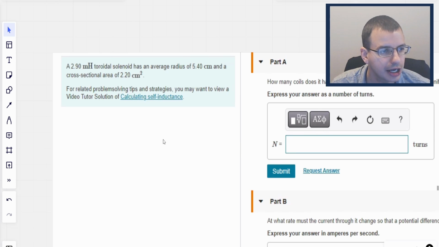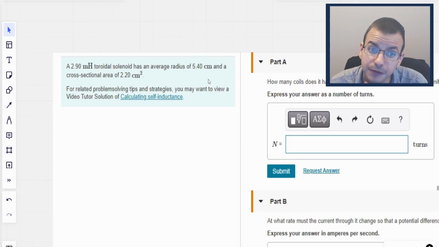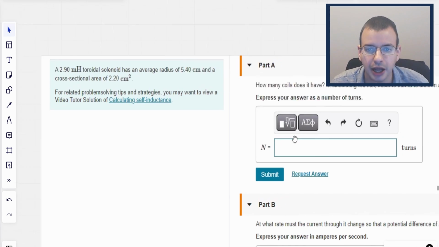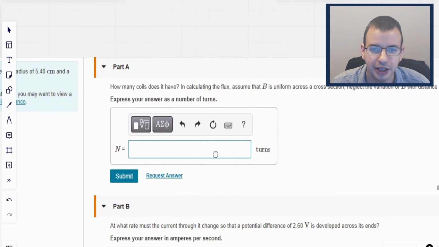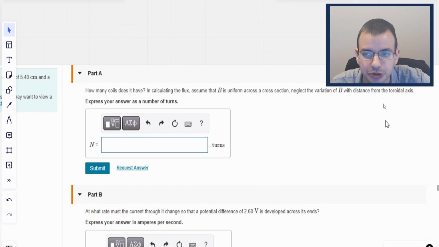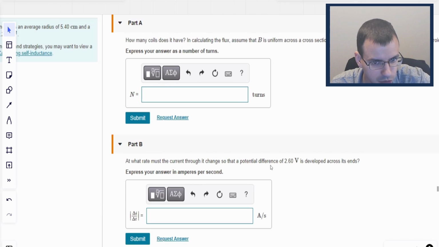A 2.9 millihenry toroidal solenoid has an average radius of 5.4 centimeters and a cross-sectional area of 2.2 square centimeters. How many coils does it have? In calculating the flux, assume that B is uniform across the cross section, and neglect the variation of B with distance from the toroidal axis. Express your answers in number of turns. At what rate should the current change with respect to time?